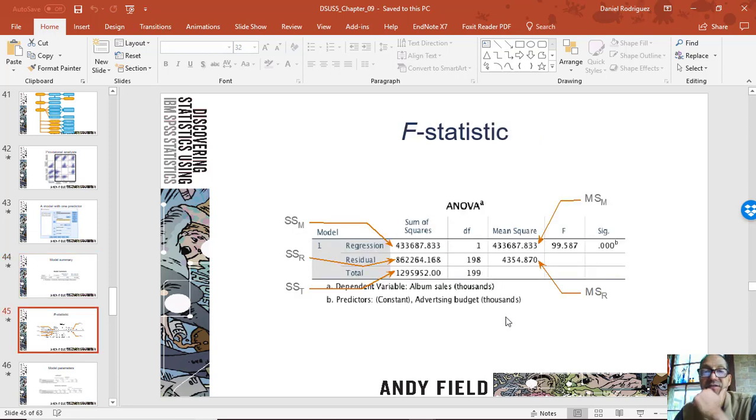Here's an analysis of variance table. You have the sum of squares for regression, or the model sum of squares, the residual sum of squares, and the total. This is the degrees of freedom for the model. This is the degrees of freedom for the residual. See, 198 plus 1 is 199. This is the mean square. The mean square is the sum of squares divided by degrees of freedom. So these two are the same. In the case of the residual, it's divided by 198, so it's a lot smaller. The mean square model divided by the mean square residual gives you the F value.